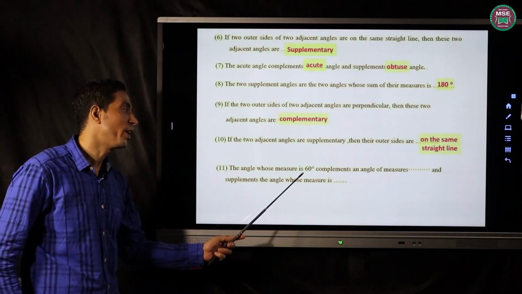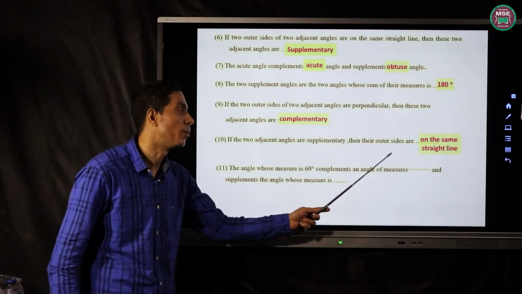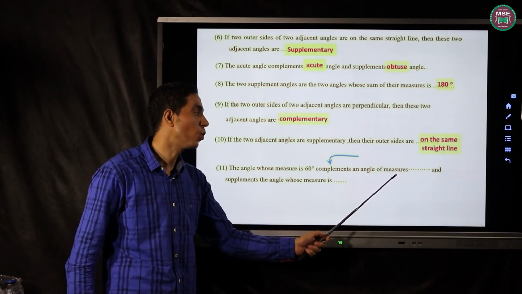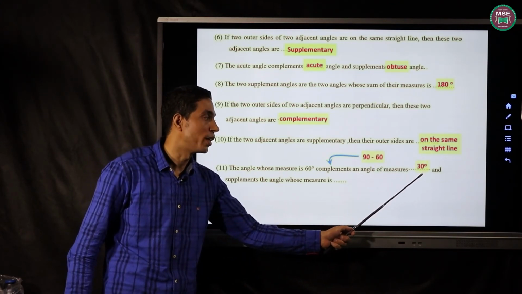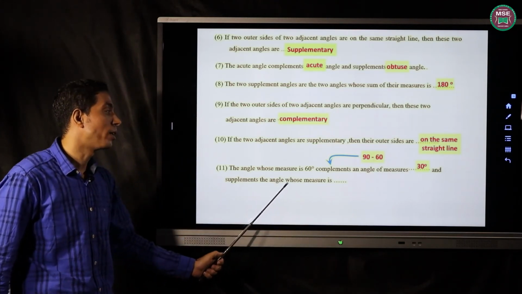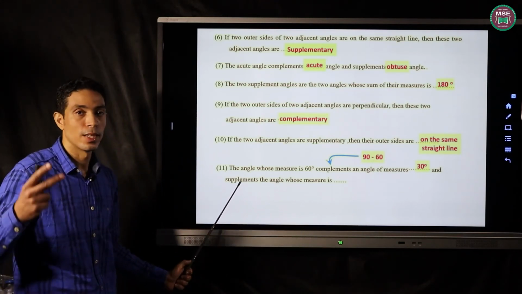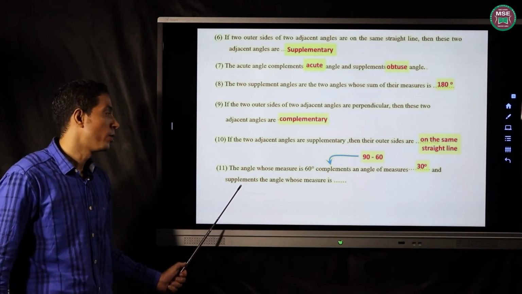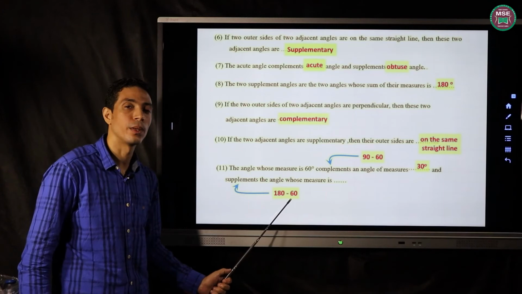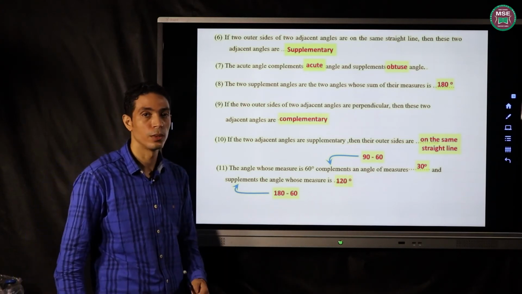We have one angle equal to 60. To find the complement of 60, we subtract 60 from 90. Then the complement equals 90 minus 60, which equals 30 degrees. And for the supplement, the two angles' sum equals 180, so we subtract 60 from 180. 180 minus 60 equals 120 degrees.